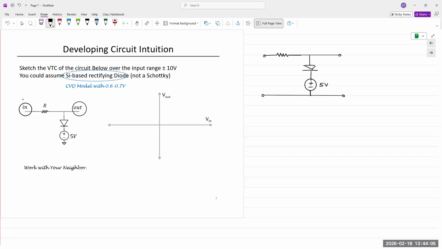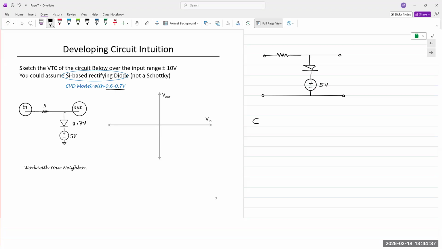That's for an ideal diode. For the CVD model, if we assume either 0.6 or 0.7 volts, let's stick with 0.7 volts, then the anode must be greater than 5.7 volts. If the anode is greater than or equal to 5.7 volts, the diode turns on, otherwise it's off.